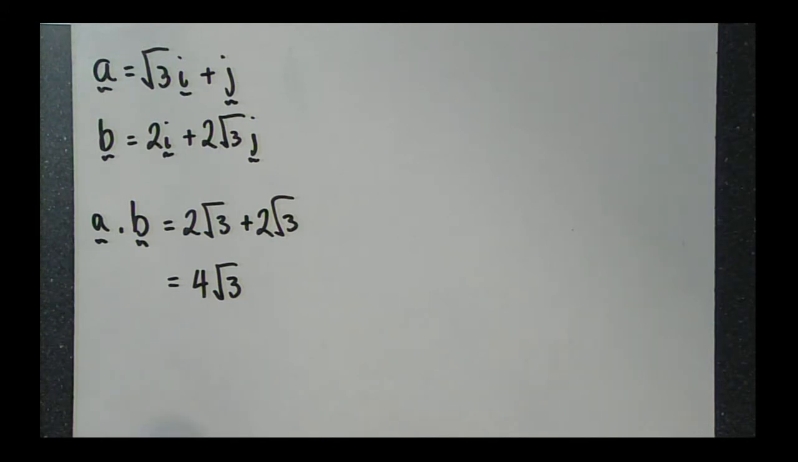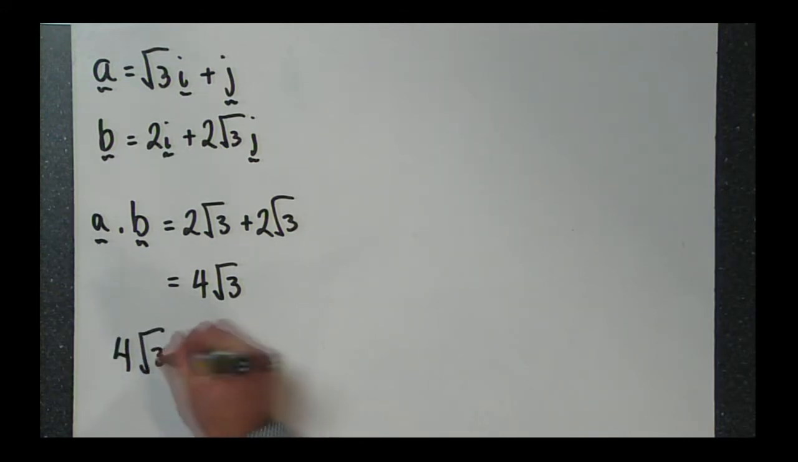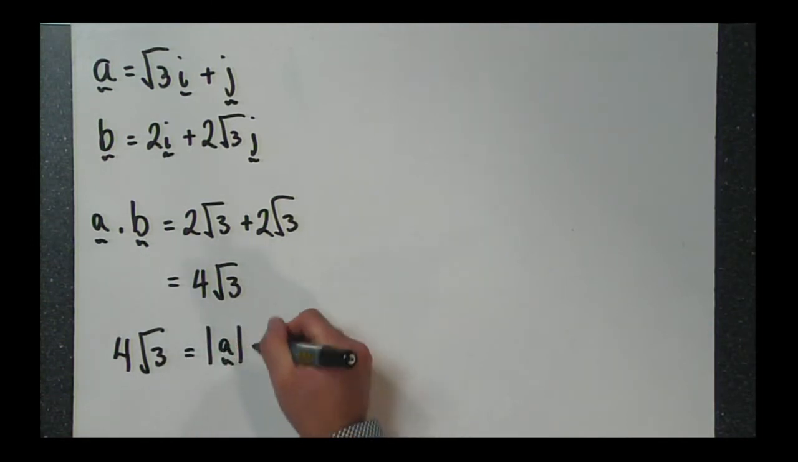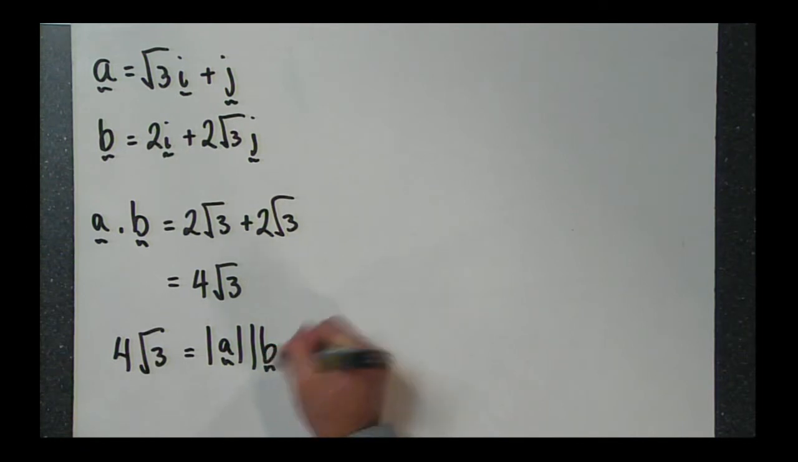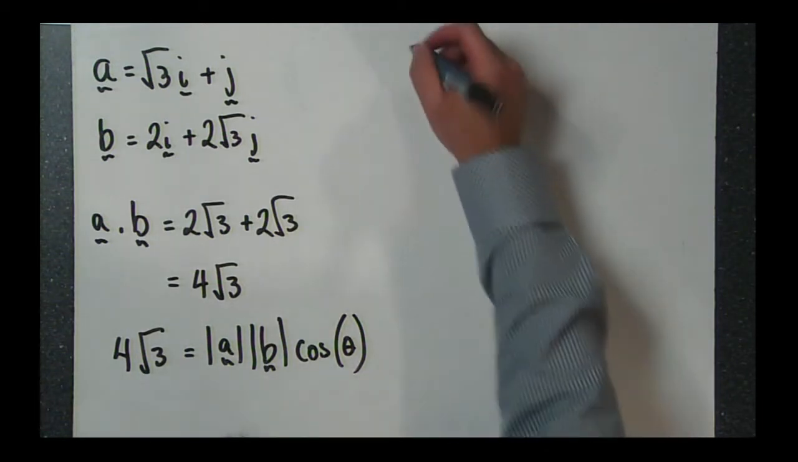Okay, and that has to equal, from the other definition of the dot product, 4 root 3 has to equal the magnitude of A times the magnitude of B times cosine of the angle between. Okay, so the first thing we have to work out is the magnitude of A and the magnitude of B, and then we can find theta. So let's work out that first.